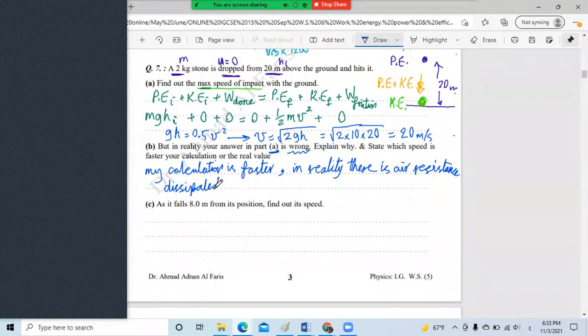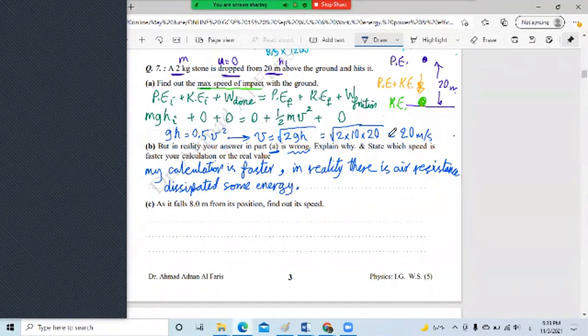Dissipated some energy. That means the final kinetic energy will be less than my answer. Because there will be a value here for the work against friction, it will not be 0. It will be, for example, 20, 30, 50, it doesn't matter. So I will subtract it from the original value, so it will not be 20 meters per second. It will be what? Less.